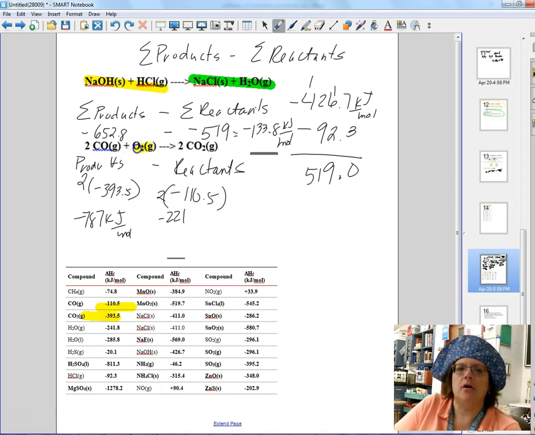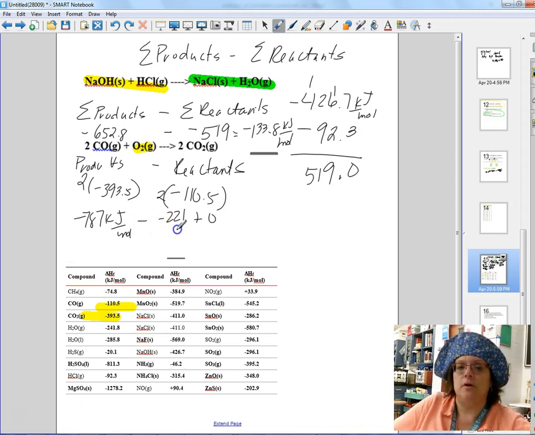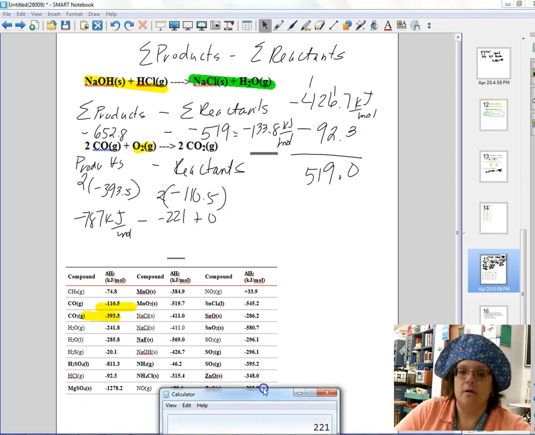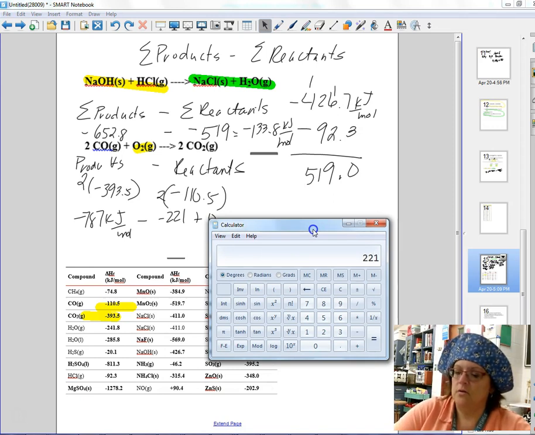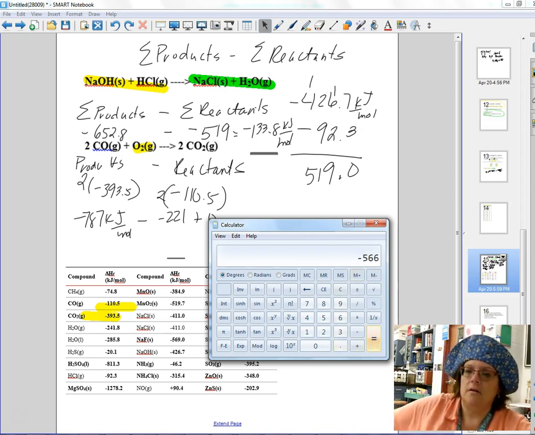And then we have oxygen. What did we say about oxygen? Anything in an elemental state, if it's in its most stable state, it'll be 0. So we have negative 787 minus a negative 221. Once again, two negatives make a positive. 221 minus 787, negative 566.